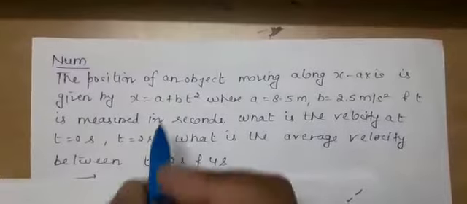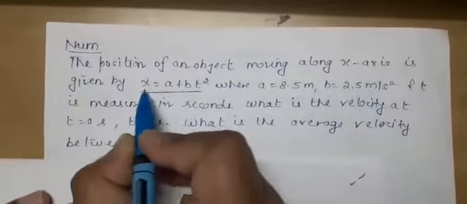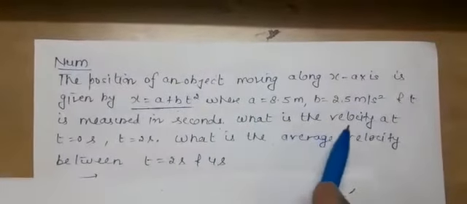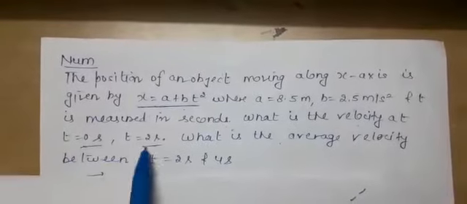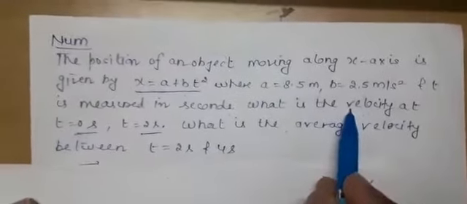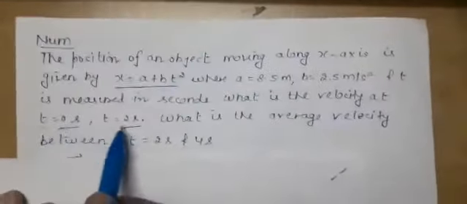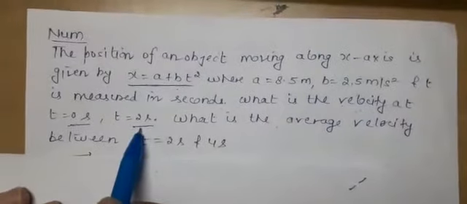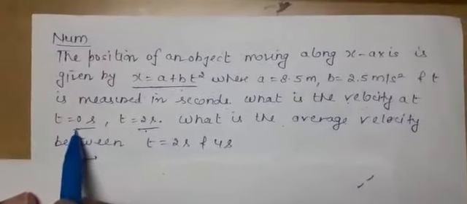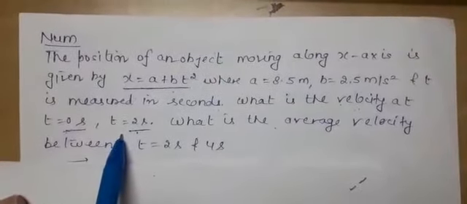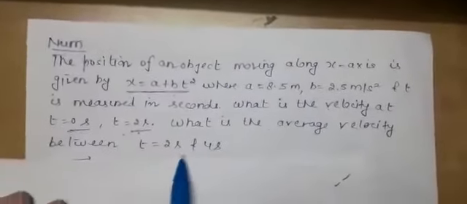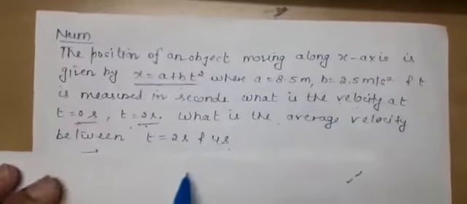See here, basic concept, the position has been given by this equation where a and b values have been given. Now, you have to find velocity at t equal to 0 second and 2 seconds. This velocity at one particular instant means we have to find instantaneous velocity at these two separate instants. So, first step you have to find the instantaneous velocity expression, then you will find it by substituting the time at that particular point. Second thing, it has been asked, what is the average velocity between t equal to 2 seconds and 4 seconds? So let's see how to proceed.